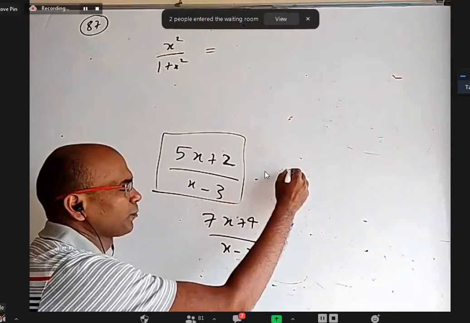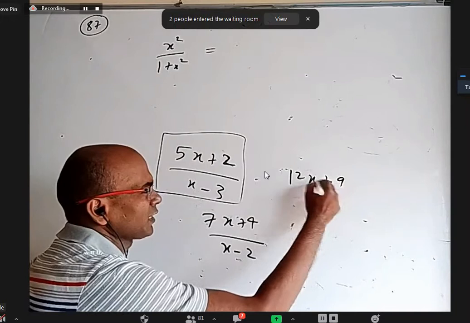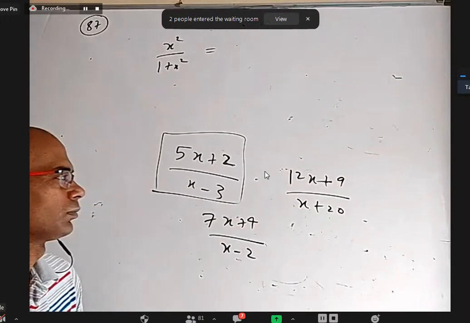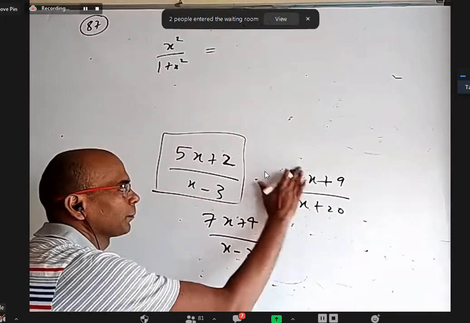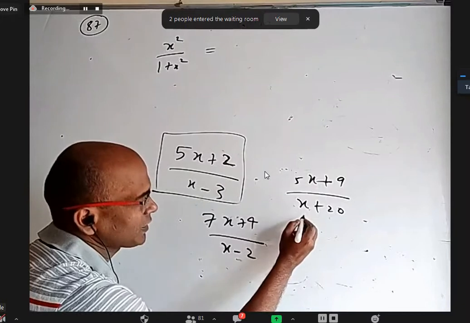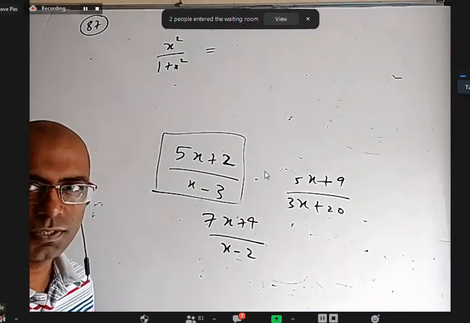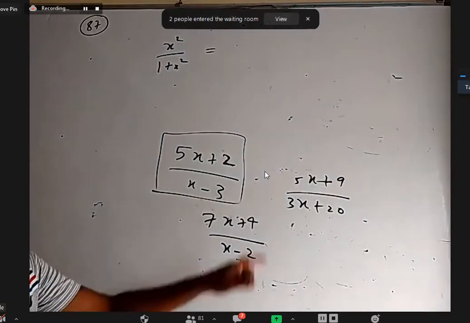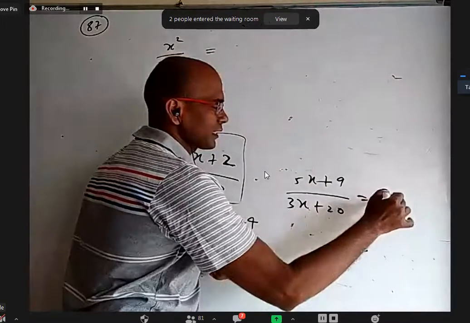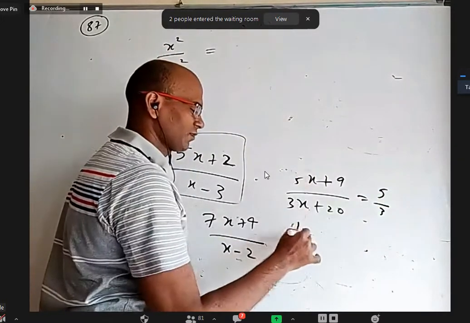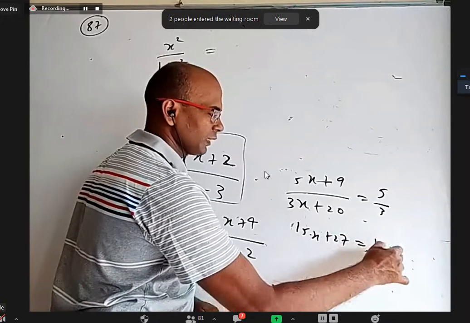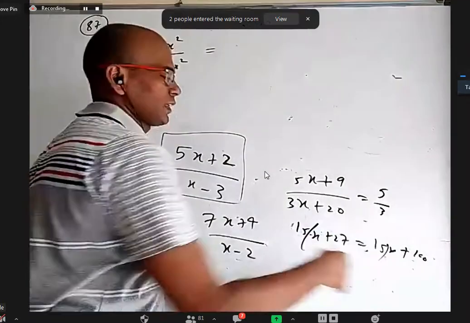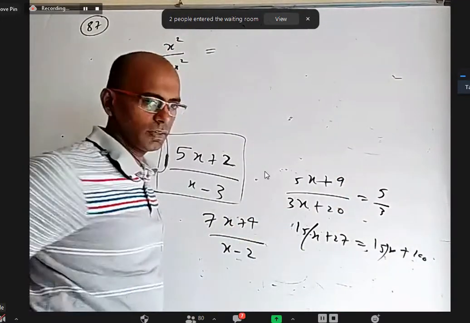Let us have 12x plus 9 by x plus 20. What is the range of this? Real numbers except 12. Okay. 5x plus 9 by 3x plus 20. What is the range of this? R except 5 by 3. Yes. If we equate it to 5 by 3, what happens? You will get 15x plus 27 here, and 15x plus 100 there. In that case, 15x will cancel, and we don't get any x value. Other than that, every time it is fine.